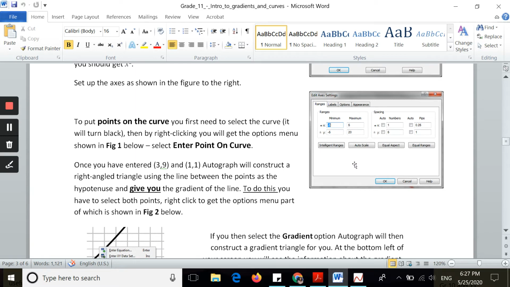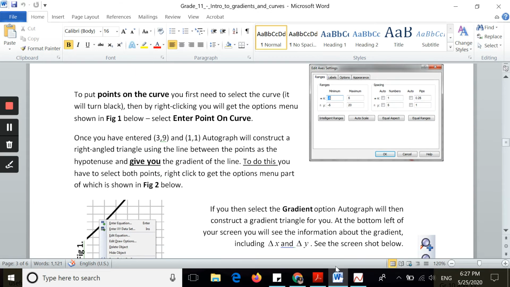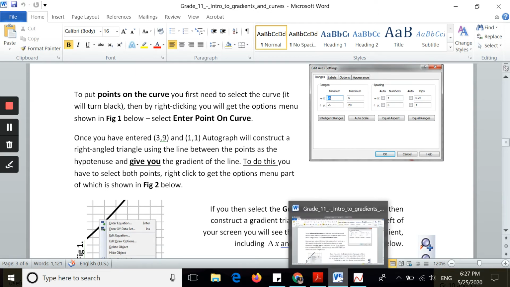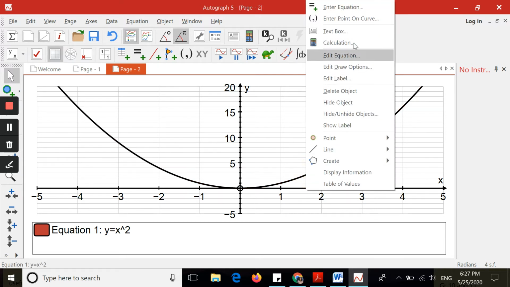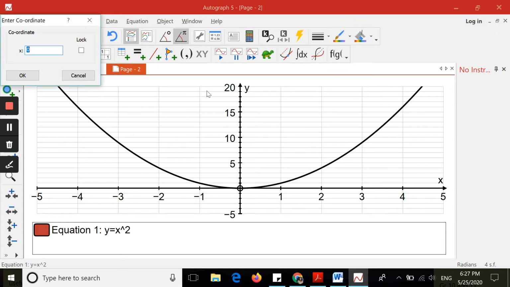So this is the setting which we have, and now what we need to do is enter points on the curve. To do that, we need to select it. When you click on this, it will turn black, and then you right click, and from here you can enter point on the curve. I'm going to enter 2 points here, starting with 1.